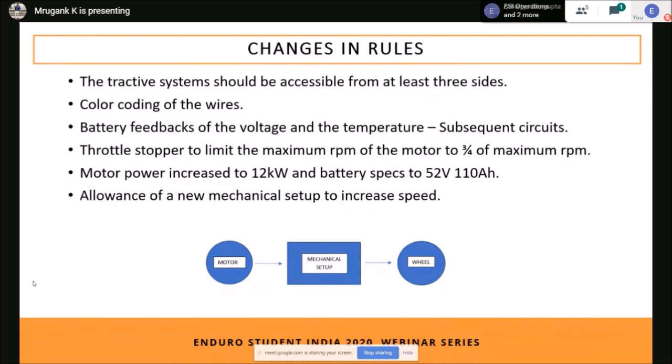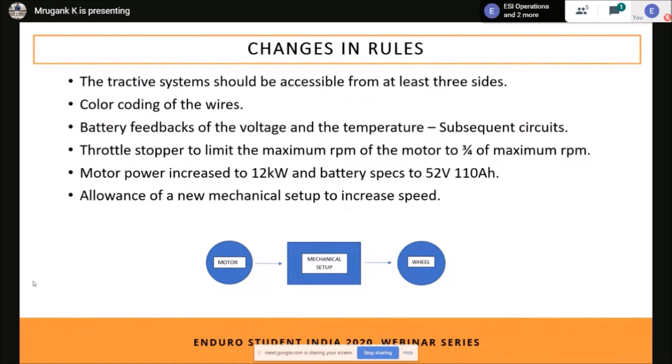Moving on is the color coding of the wires. The team should be careful that the color coding of the high voltage and the low voltage wires shouldn't merge. For example, if your high voltage wire is red in color, the low voltage wire shouldn't be orange or any other shade of red. So if your high voltage wire is red, then the low voltage wire should be black or any other color that's not a shade of red.